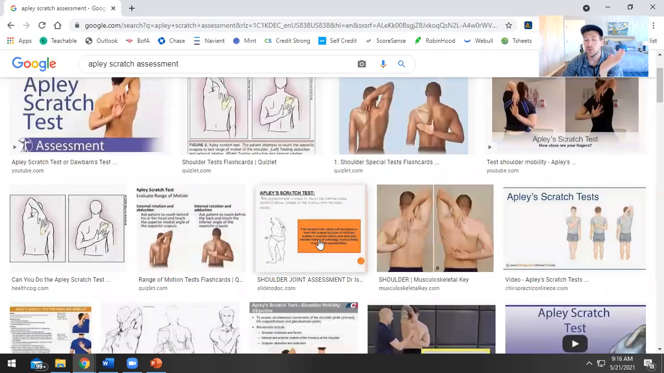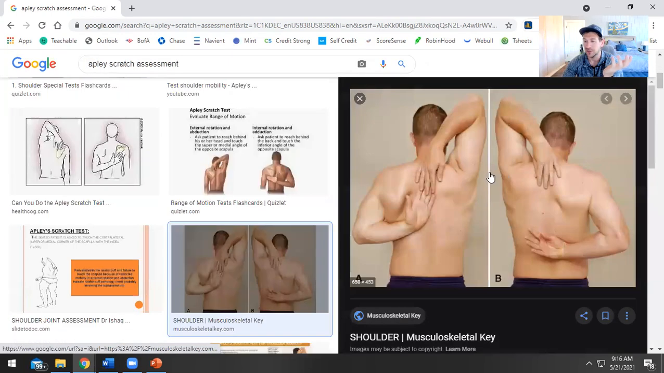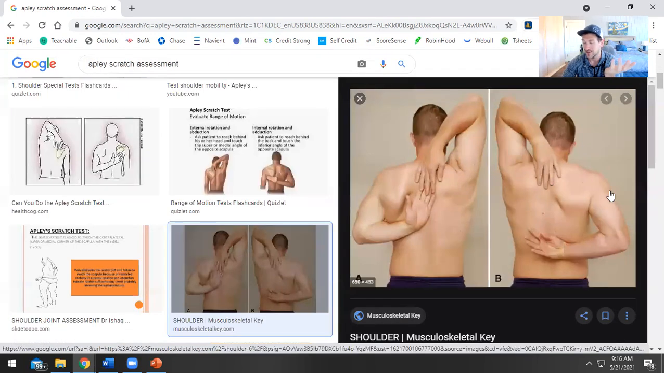But anyway, what we're looking at, we see there's a really big distinct difference between his left and right sides, right?